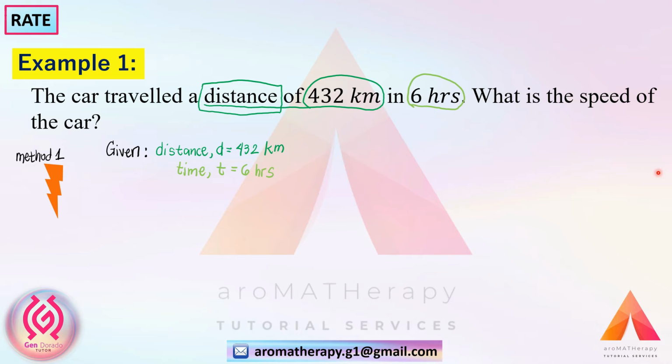So what is asked? We are asked to find for the speed of the car. Again, the speed of the car. So you write S, or you write speed, comma, S is equal to question mark. O bakit question mark? Siyempre, ito yung hinahanap natin. This is the unknown.